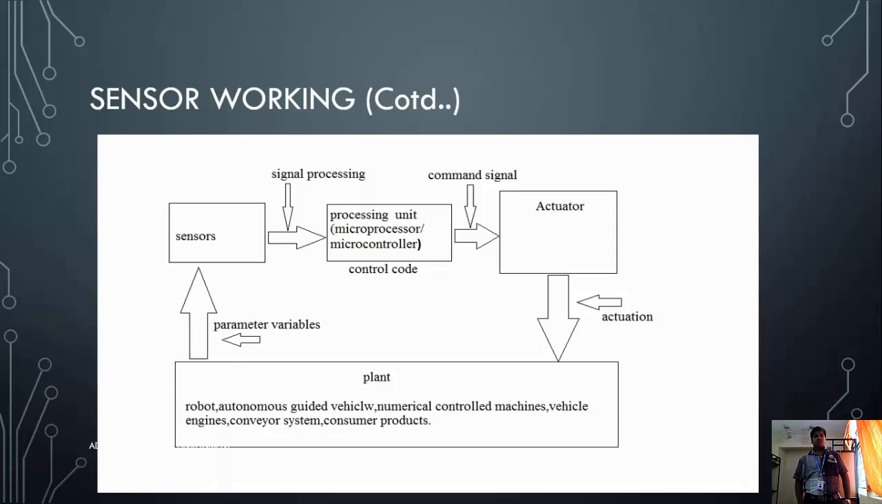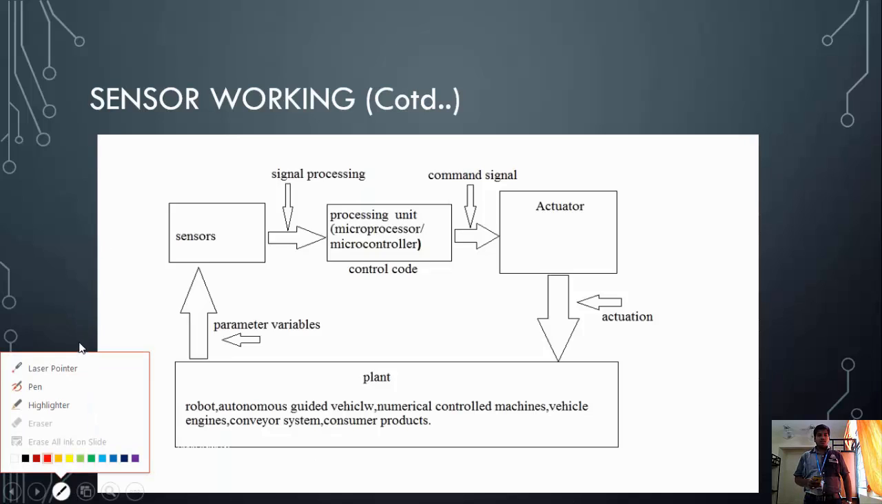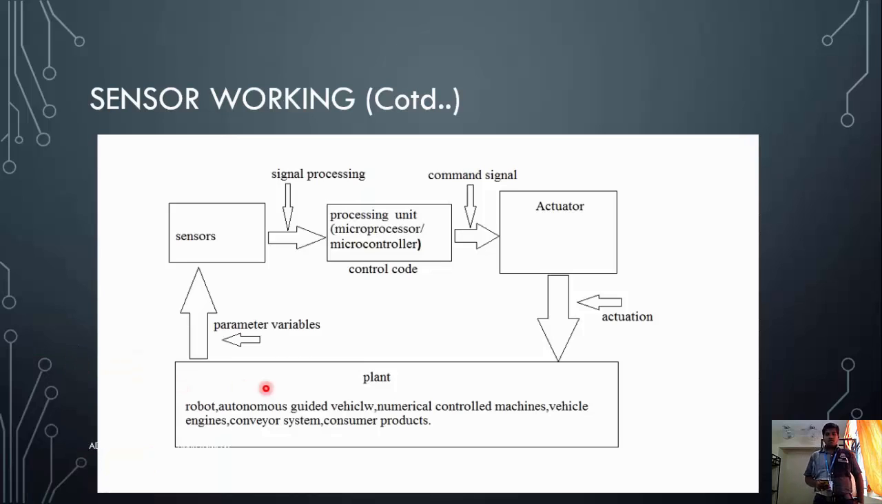Sensor working in flowchart. Here you can see the flowchart of sensor. Here, the plant consists of robot, autonomous guided vehicle, numerical control machine, valve, vehicle engines, conveyor system, consumer products. Which means this is the main source which gives the input to the sensor. These are the parameter variables collected. The sensor will receive the parameter variables from the plant, and it gives the signals to the signal processing.